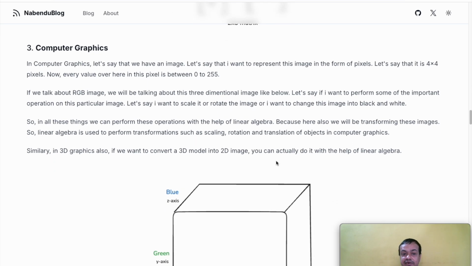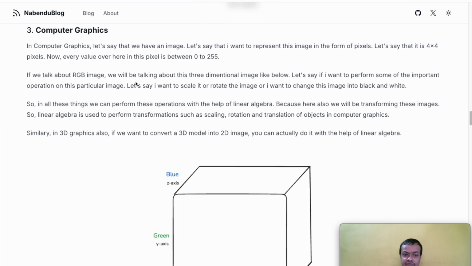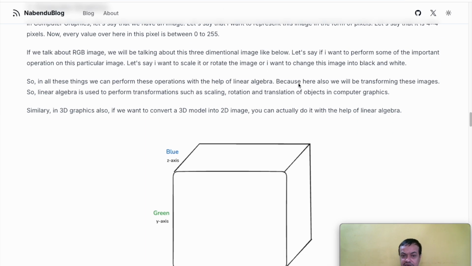we use it in computer graphics also. In computer graphics, let's say that we have an image. Let's say that I want to represent that image in the form of pixels. Let's say that it is 4 by 4 pixels, and now every value over here is a pixel between 0 and 255. If we want to talk about RGB, we will be talking about this three-dimension image like below. Okay, RGB like X, Y, and Z axis below.